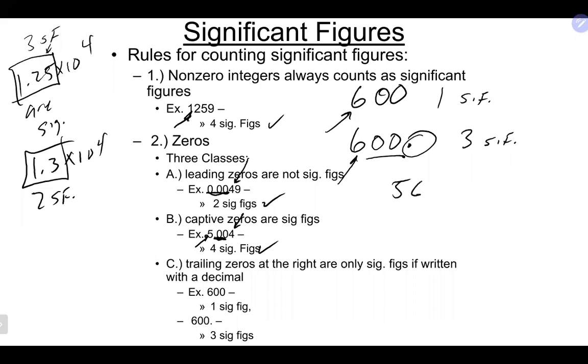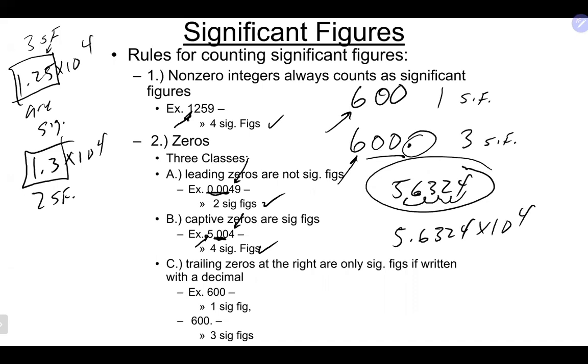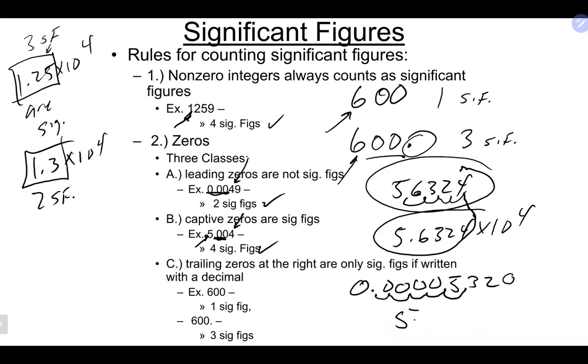You might remember an example from earlier with a number like this, and we did 1, 2, 3, 4, and I kept all these digits. That's because this number has 5 significant figures. When I write it in scientific notation, it still has 5 significant figures. You should not lose significant figures as you go back and forth from decimal form to scientific notation. Counting 1, 2, 3, 4, and 5 gives us 5.320 times 10 to the minus 5.